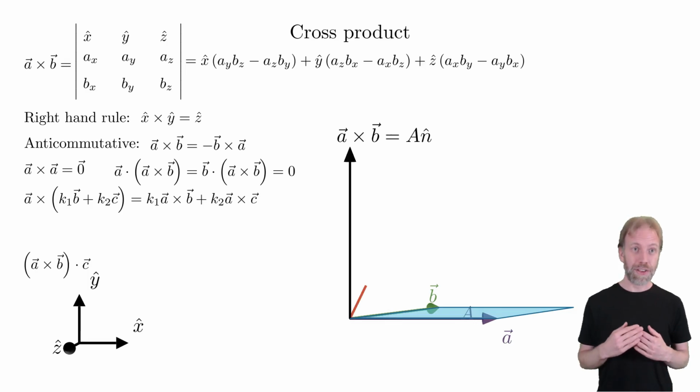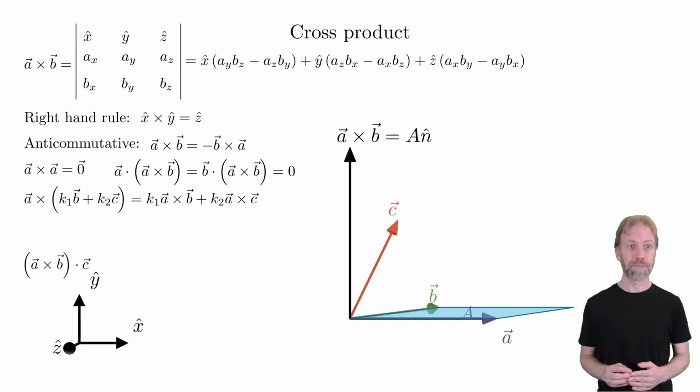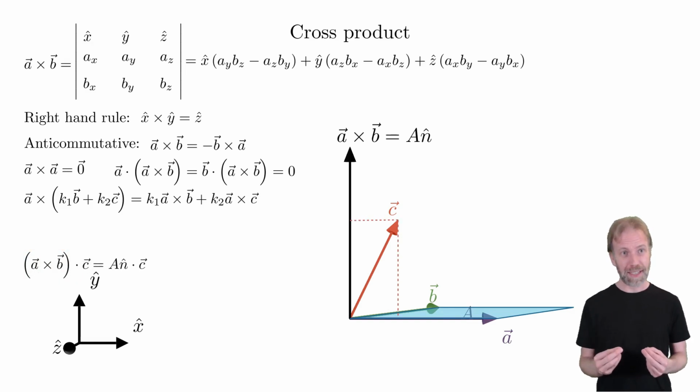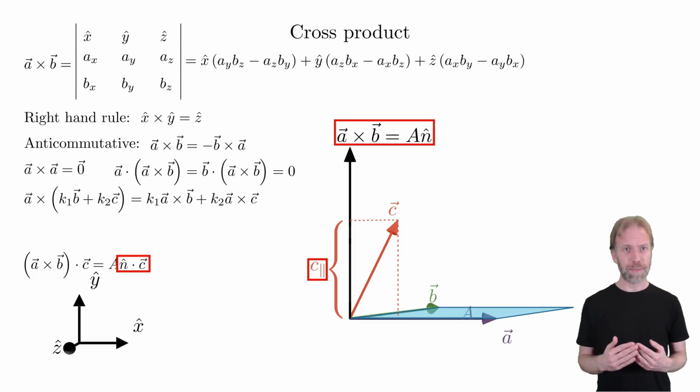Now add the third vector C. We can write the expression as A n hat dot C. Let's introduce the coefficient C parallel, which is parallel to n hat. The final value should therefore be A times C parallel.